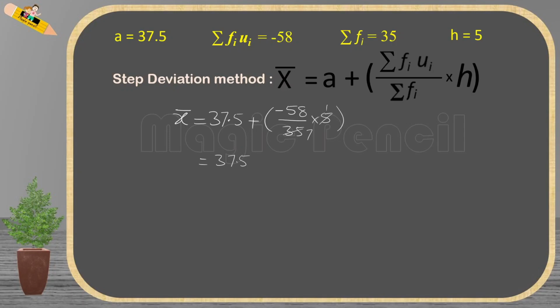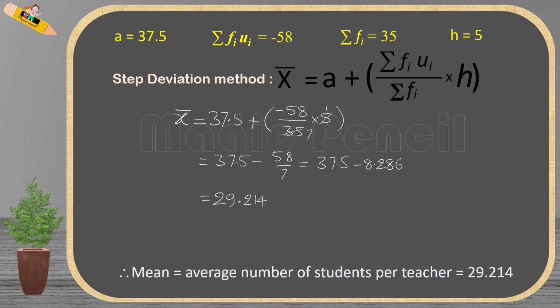So 37.5 plus, into minus 58 by 7. And when you divide this 58 with 7, you will get 8.286. And after subtracting this 8.286 from 37.5, you will get 29.214 approximately. So therefore mean, the average number of students per teacher, is equal to 29.214 for the given data.